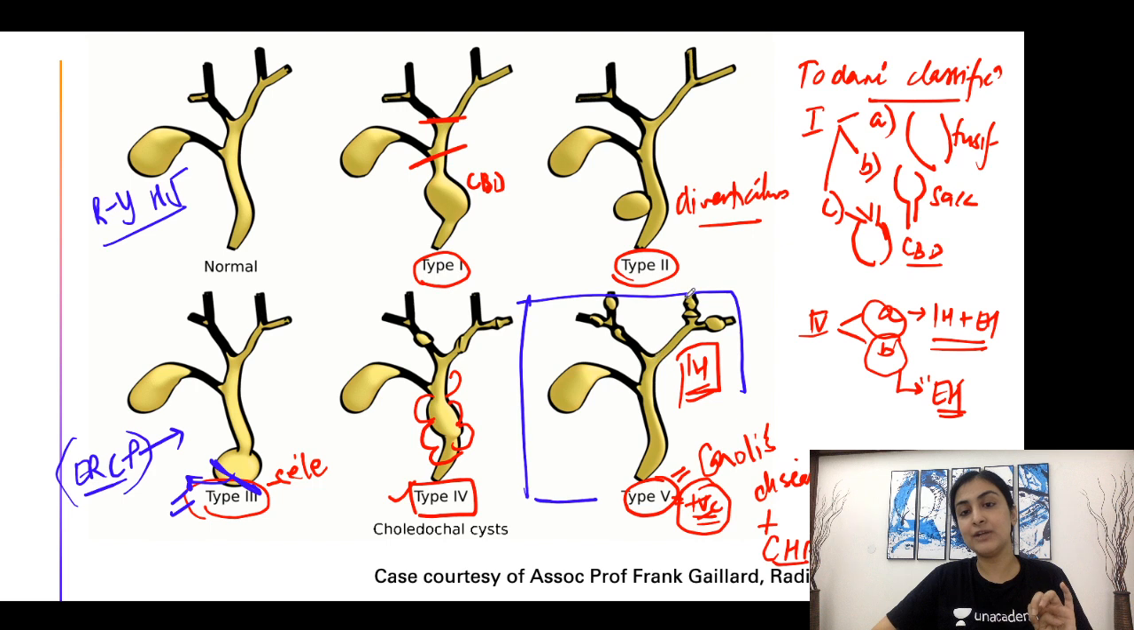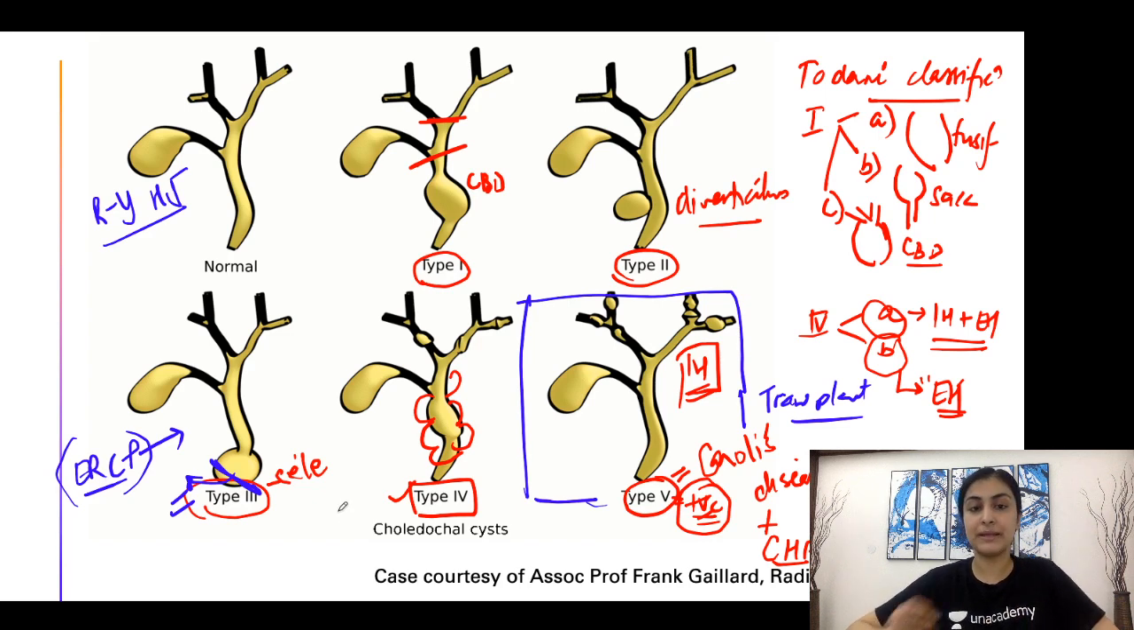What do you think? Can we do hepaticojejunostomy in Caroli's? No, because here intrahepatic ducts are involved. Correct? So here the definitive management will be liver transplant and nothing can be done surgically for these patients via hepaticojejunostomy. Alright, is this clear? So I hope the classification scheme, the sub-classification scheme and the treatment is clear to everybody.